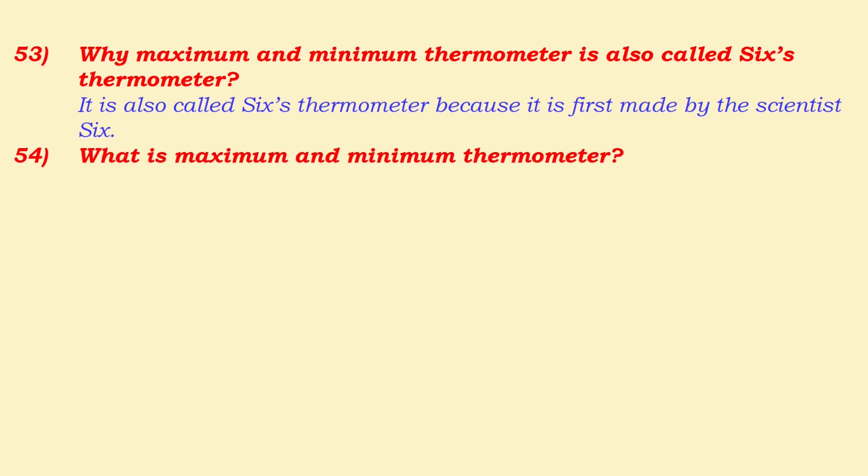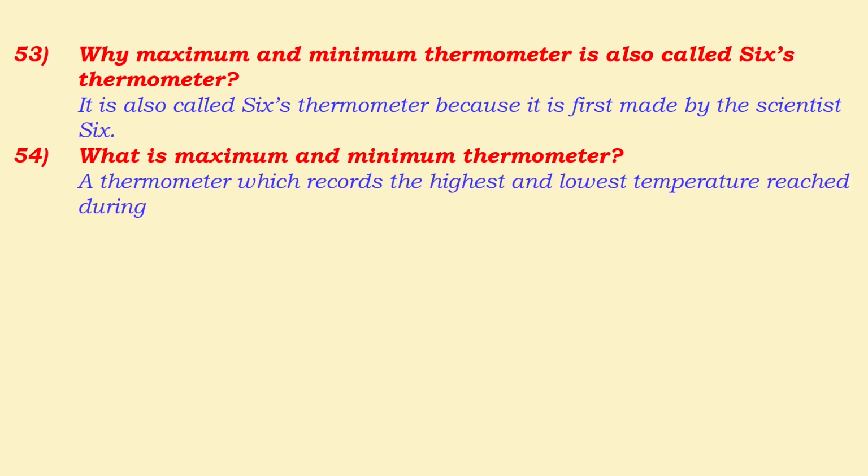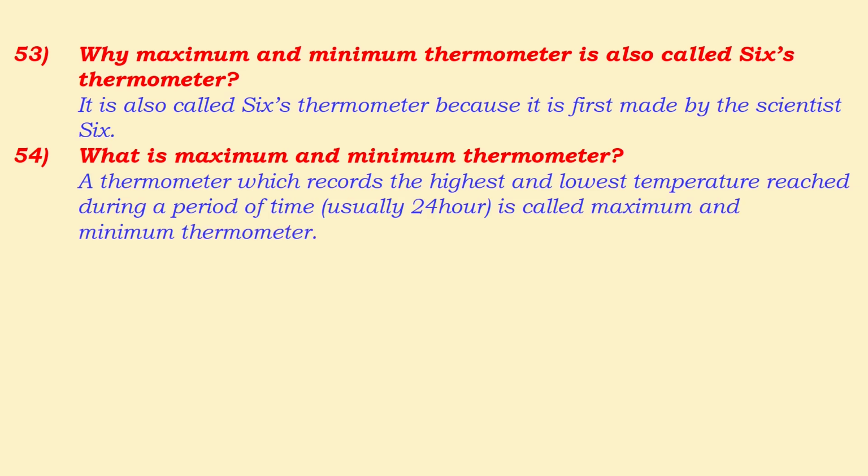Another question, what is maximum and minimum thermometer? This is another type of thermometer, quite different than normal thermometers. A thermometer which records the highest and lowest temperature reached during a period of time, usually 24 hours, is called maximum and minimum thermometer. It means in a day, what was the maximum temperature and what was the minimum temperature can be recorded by maximum and minimum thermometer.